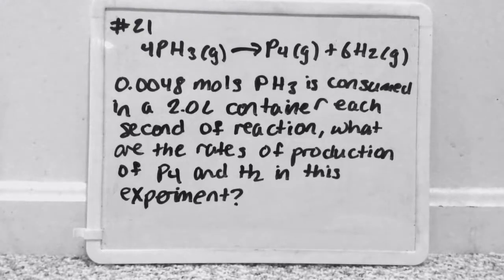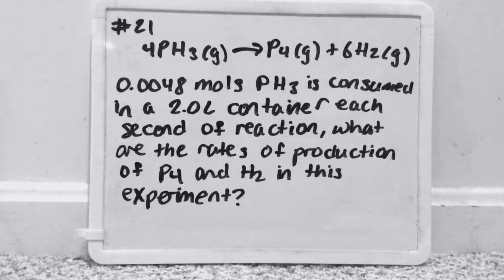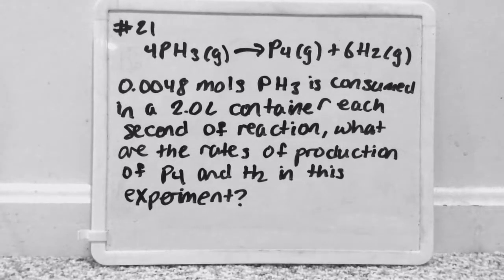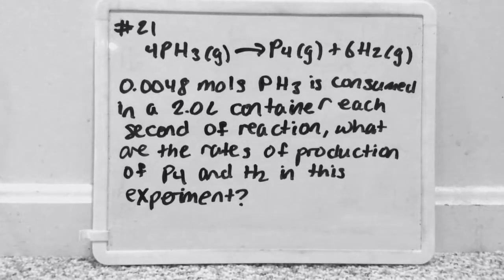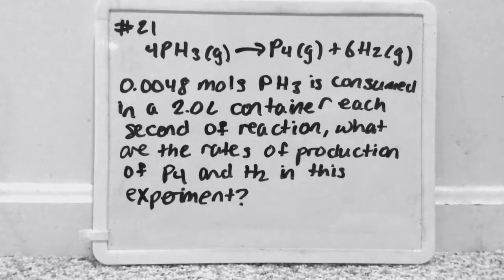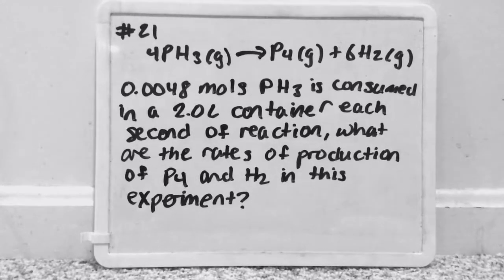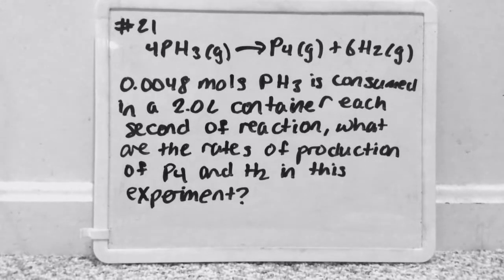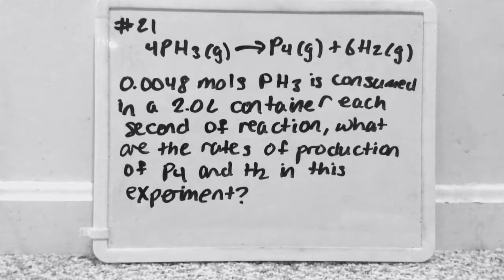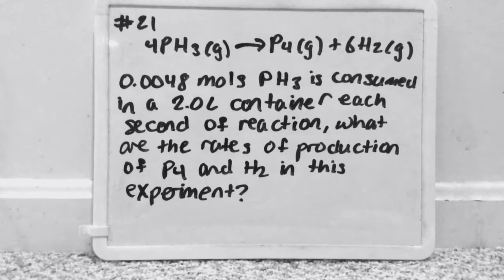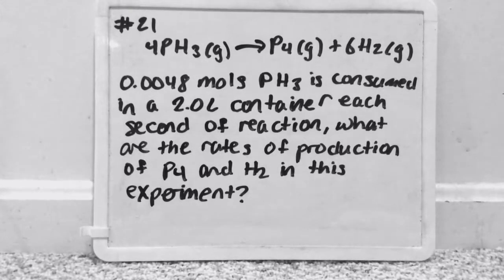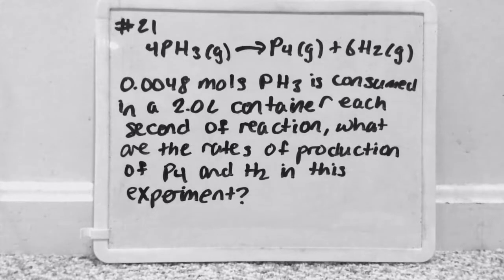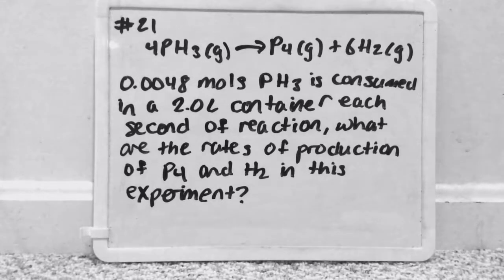For our next problem, number 21, we will be talking about reaction rates. This one asks us to consider the reaction 4PH3 gas yields P4 gas plus 6H2 gas, and if, in a certain experiment over a specific time period, 0.0048 moles of PH3 is consumed in a 2.0 liter container each second of reaction, what are the rates of production of P4 and H2 in this experiment?